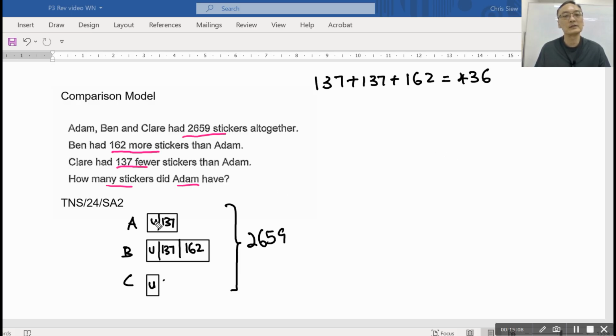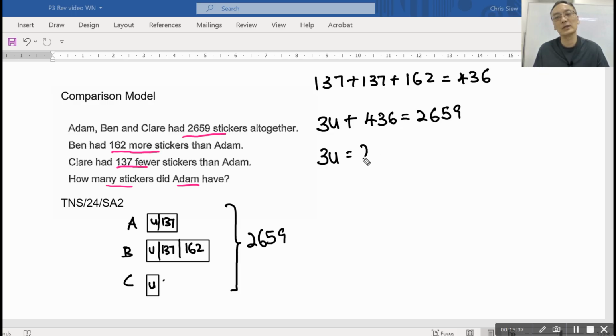So we also notice that we have 3 units here. So these 3 units plus 436 will give us a total of 2659. So we write over here 3 units plus 436, and we will get 2,659. In order to find the value of these 3 units, we must take away 436 from the total of 2659.